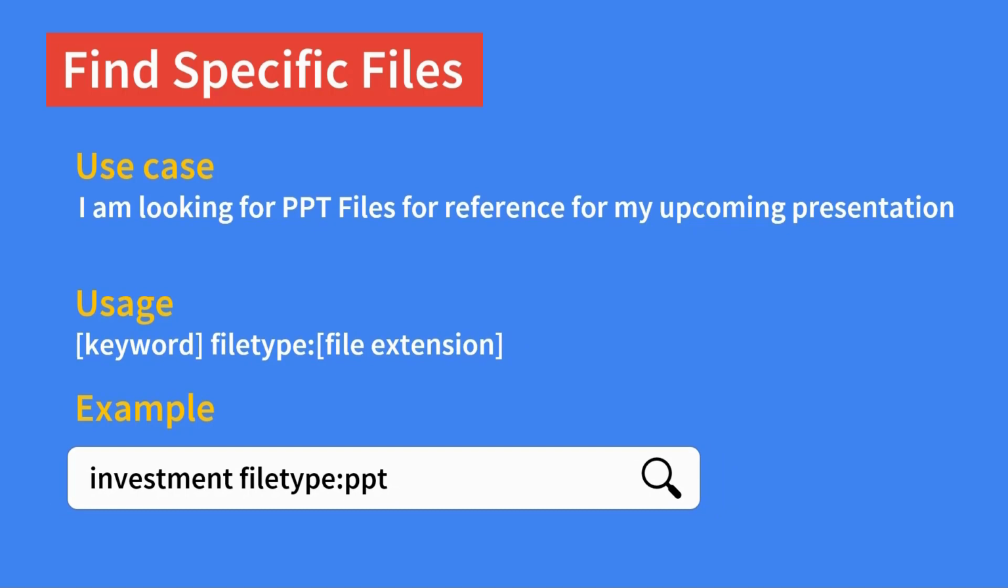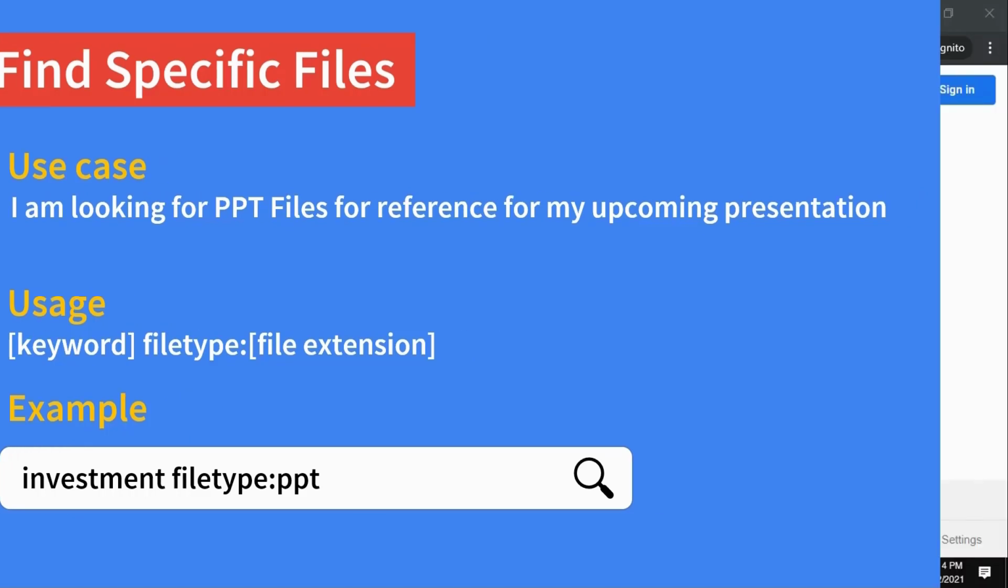Let us say I want to present something among my team on the topic called investment. So I am looking for PPT files over the internet for my reference. Then searching with file type will help in this case, as shown in the example. This trick you can use for searching for any type of file. So let us see the demo of it.